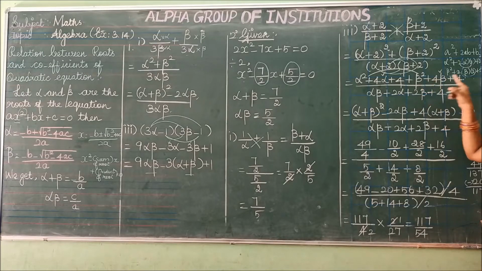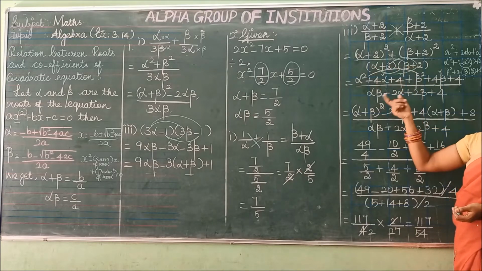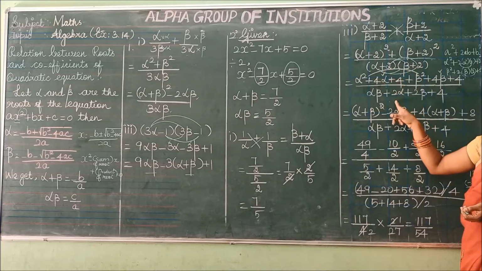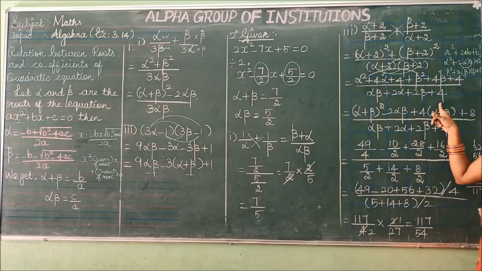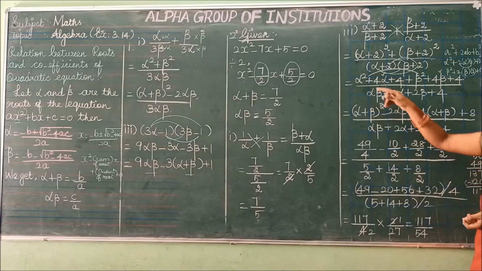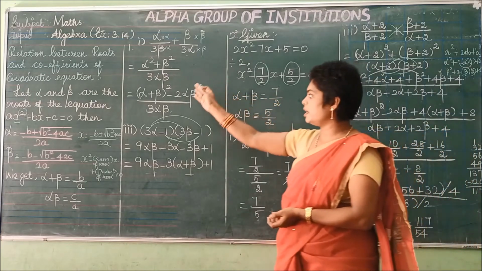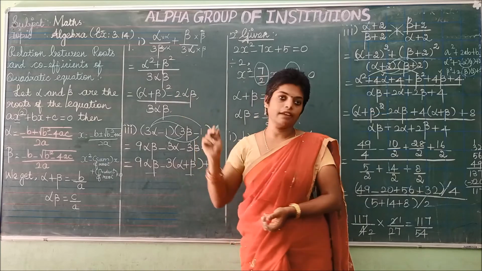So beta square, then these two and these two get multiplied: 4 beta plus 2 squared is 4. In the denominator you multiply each and every term: alpha into beta is alpha beta, then plus 2 into alpha plus 2 into beta plus 2 twos are 4. Now consider this alpha square plus beta square. We already wrote alpha square plus beta square is alpha plus beta the whole square minus 2 alpha beta.